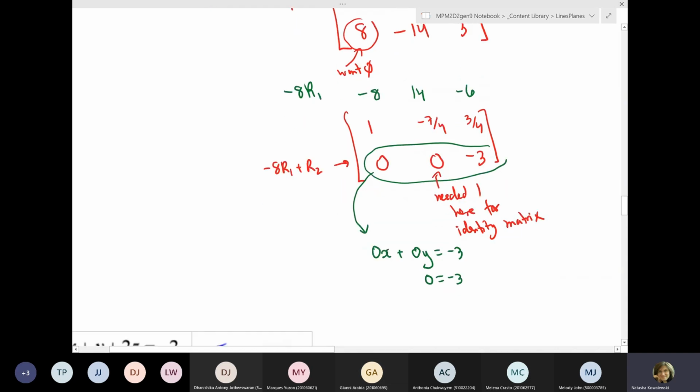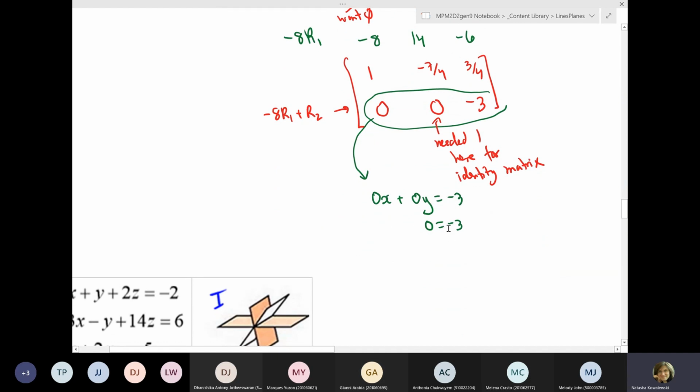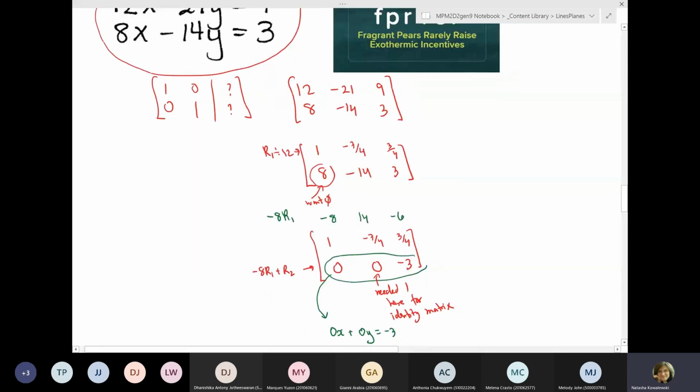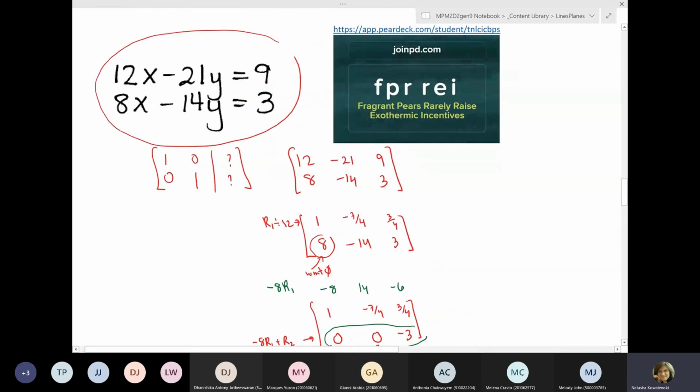What did we say yesterday is the conclusion when we get this false statement? What does that mean about our original system? No solution. So this is a contradiction. There is no solution. And that can happen, right? These two lines right here, if you were to interpret it graphically, are going to be 2 lines that are parallel that never meet.